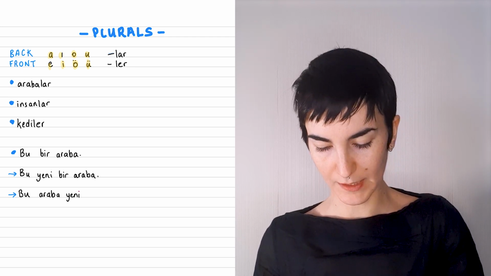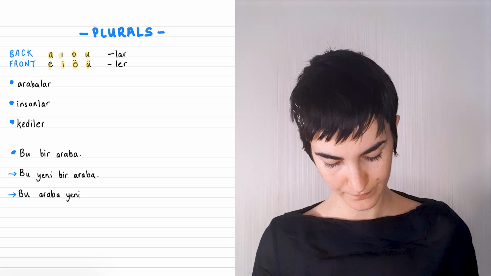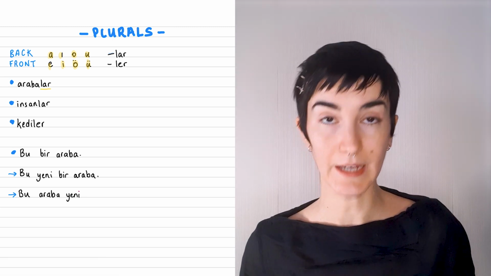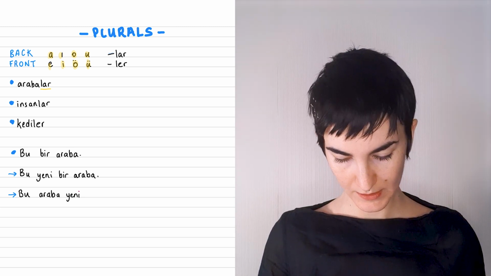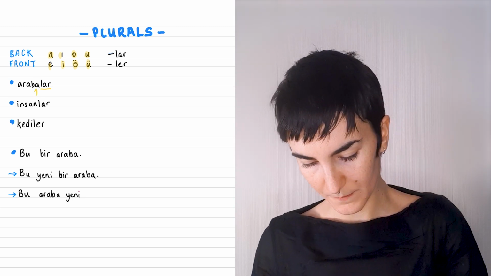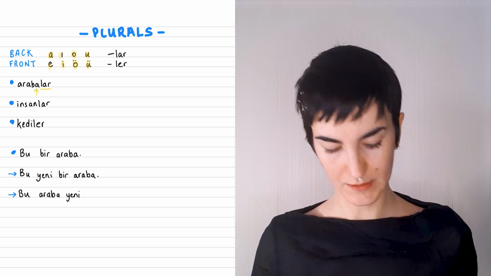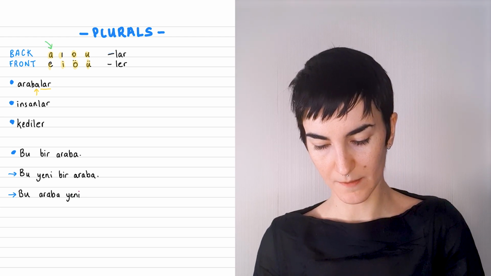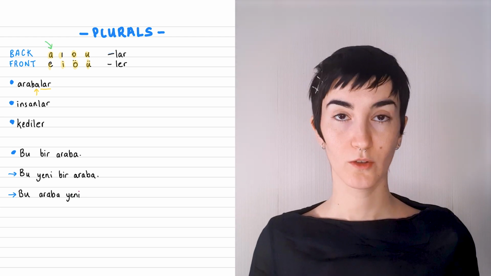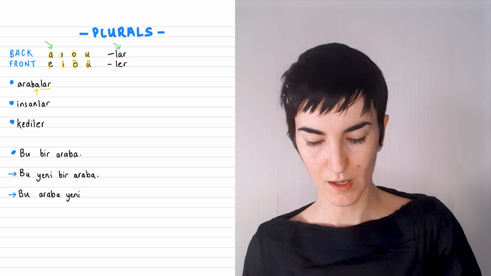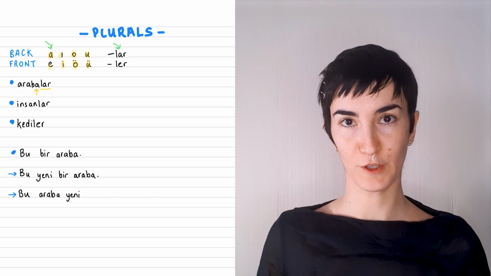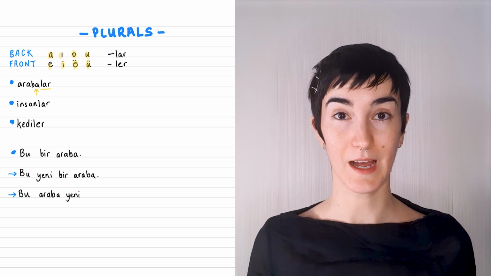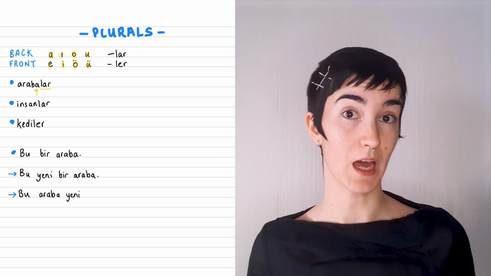So in the first example, we have arabalar, right? So lar is the plural suffix. And if you look here, this is a back vowel. It is here. So we use the back vowel version of the suffix. And we say arabalar, and that is cars.